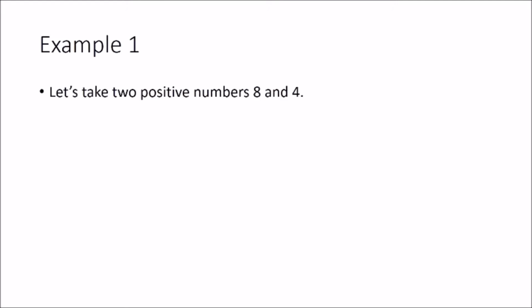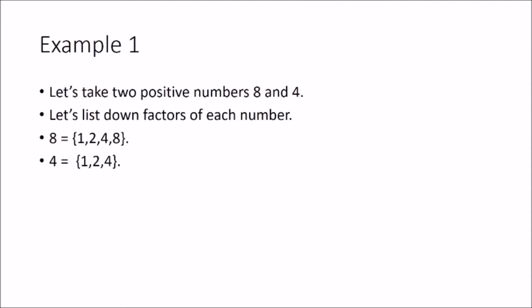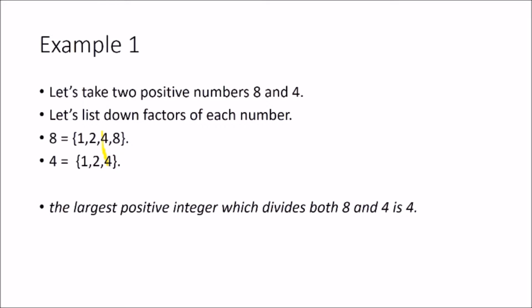Let's take a look at some examples. Let's say we have 8 and 4. First of all, they are positive, not negative integers. First thing we should do is list down the factors of each of these numbers. The factors of 8 are 1, 2, 4, and 8. For 4, it's 1, 2, and 4. The greatest common divisor is the largest common one. The largest positive integer is 4, and so is the GCD.